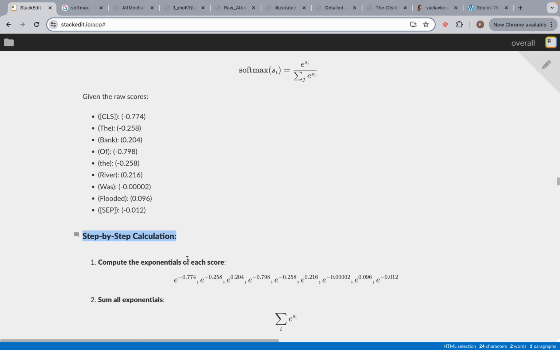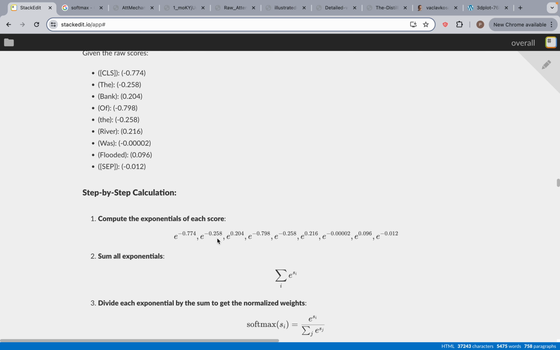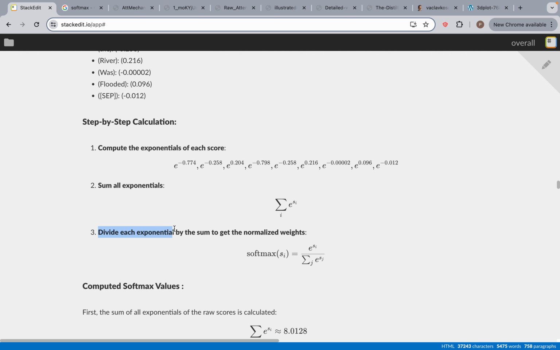So the step-by-step calculation. We first compute the exponentials of each score. So over here, we're just raising e to this score. We're raising e to this score. We're raising e to this score. So basically, I don't think that's too complicated, and you guys and girls are all smart and you understand what we're doing over here. Then we sum all exponentials. So we sum all of these. We take this plus this plus this plus this plus this plus this plus this plus this plus this, and then we divide each exponential by the sum to get the normalized weights.